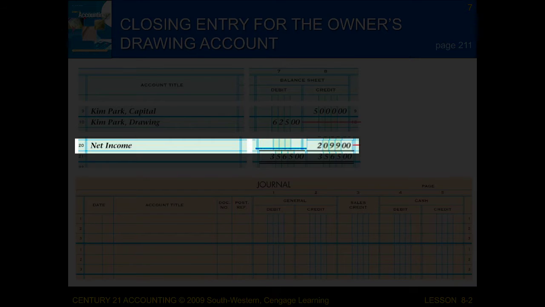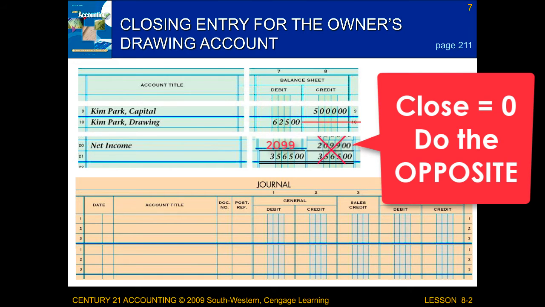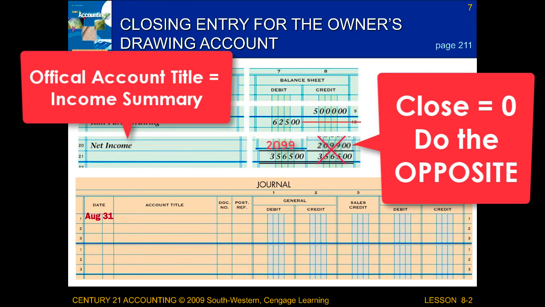Now I need to close out my net income amount. If I look at net income right now in the balance sheet column, that is a credit. So actually it's going to be a debit when I do the opposite. So that's cool. In the journal, I do the debit first. So I can start with my date, August 31st. Now, net income is not an actual account title. Instead, the account title is income summary. So I'm going to be debiting the income summary amount, $2,099.